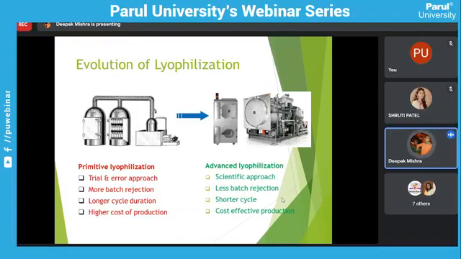We can see the effectiveness of our product, and our timeline is also shorter, and from the industrial point of view, we can reduce batch rejection. So this is the difference between primitive and advanced. We can discuss what advanced lyophilization is in the next few slides.